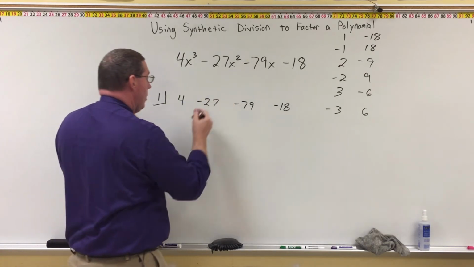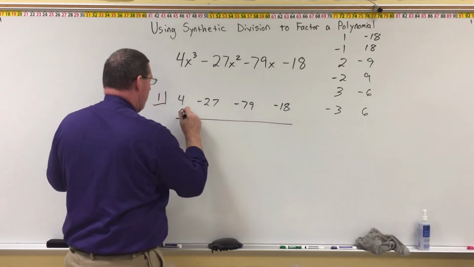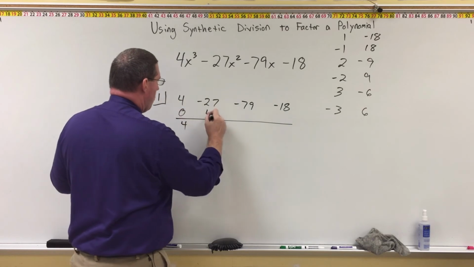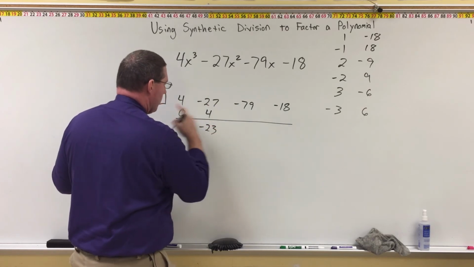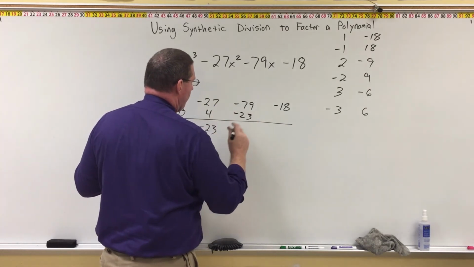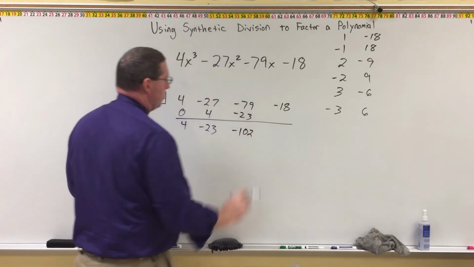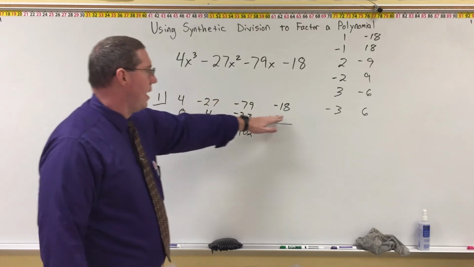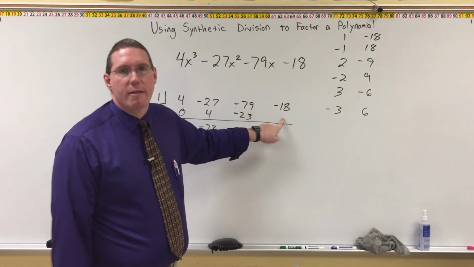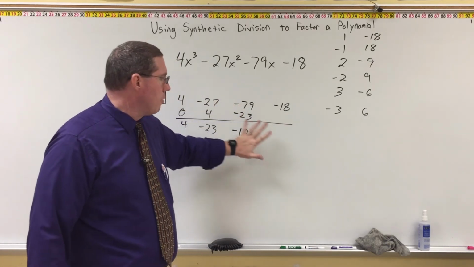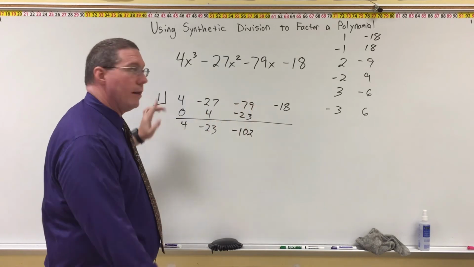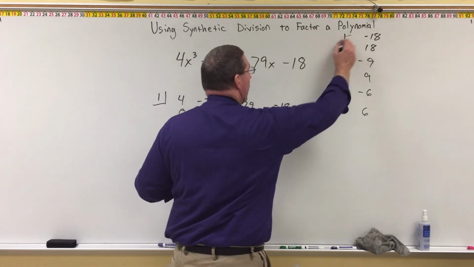So we're going to try 1. And we'll put our 0. 4 plus 0 is 4, times 1 is 4, minus 27 is negative 23, times 1 is negative 23, minus 79. This is like negative 100 and something, right? Negative 102, okay? This is not going to cancel out this negative 18. We need a positive 18 here to cancel this out. So we already know that 1 is not an option at this point. So we're going to cancel that out.